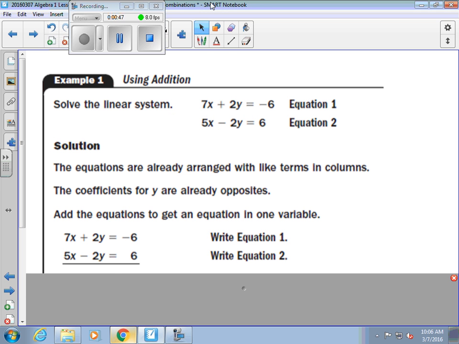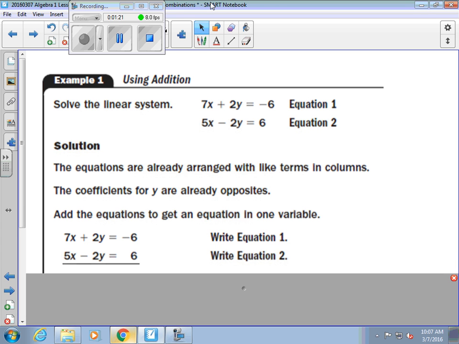It says solve the linear system. 7x plus 2y is equal to negative 6, and 5x minus 2y is equal to 6. When we combine, it says using addition on the top, but I don't want you to think of this as addition. I've been trying to get you to think of addition and subtraction as the same thing since we began this class. Remember, addition and subtraction are both combining the terms. Addition just happens to be positive and subtraction happens to be negative.